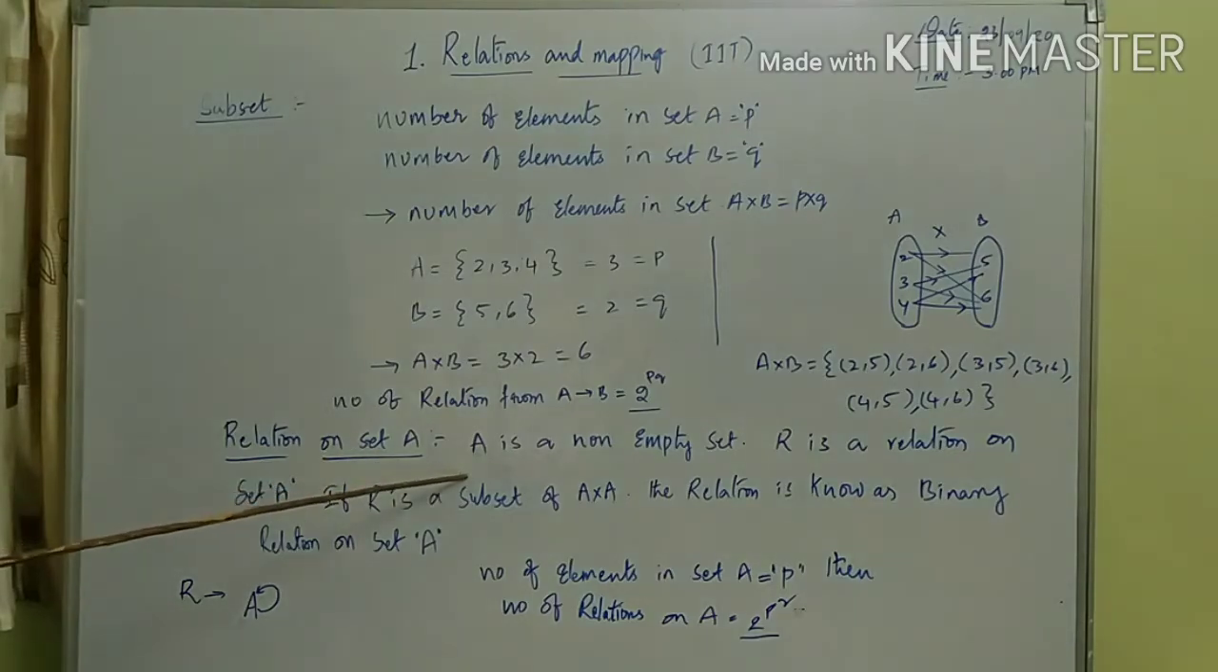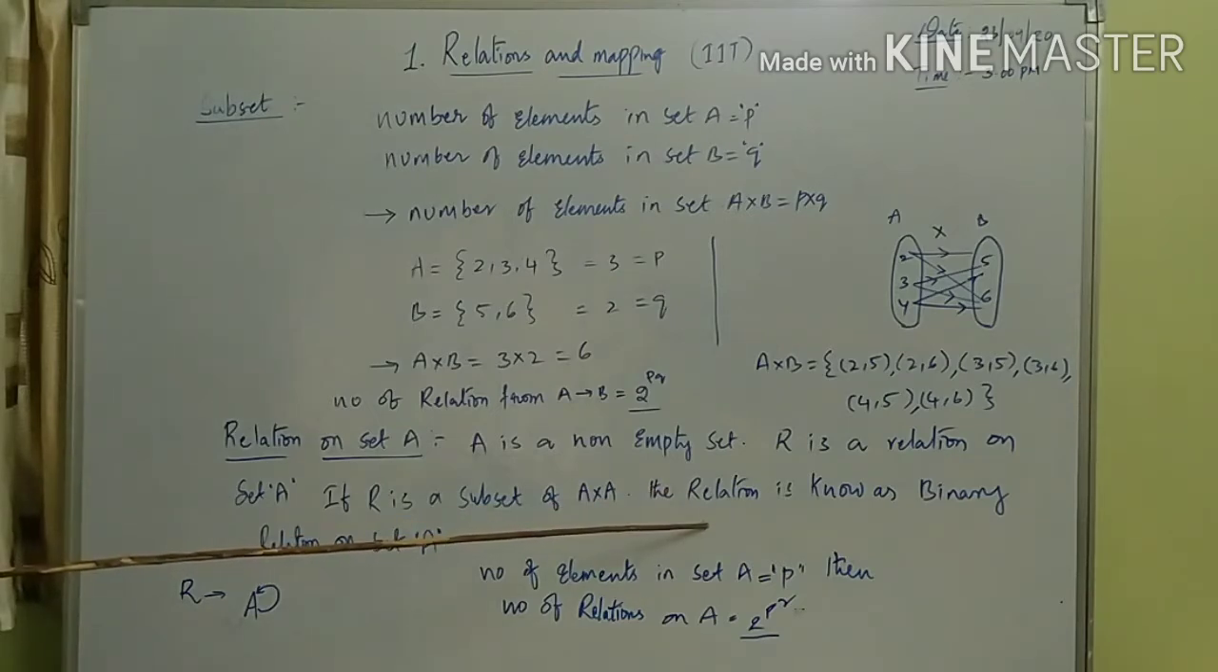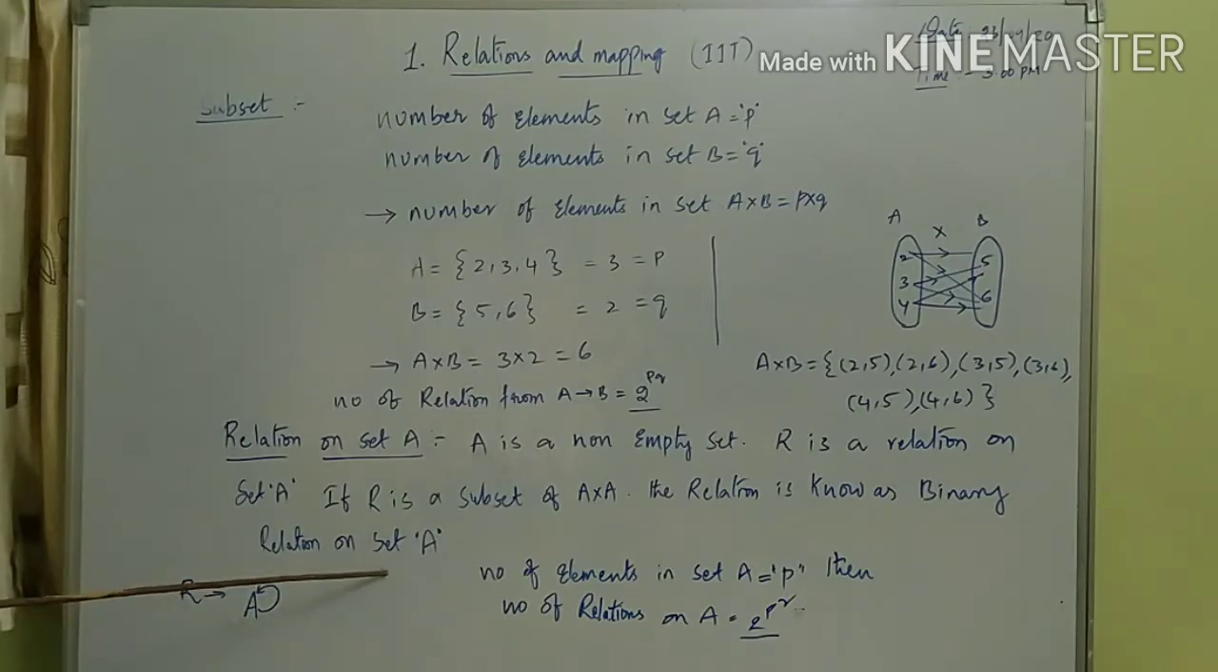So this is the definition. A is a non-empty set. R is a relation on set A, that is, from A to A, if R is a subset of A cross A. So any relation is a subset of A cross A. This type of relation is known as a binary relation on set A.